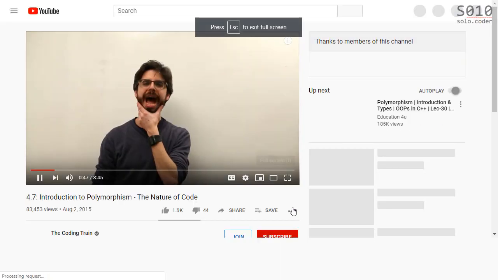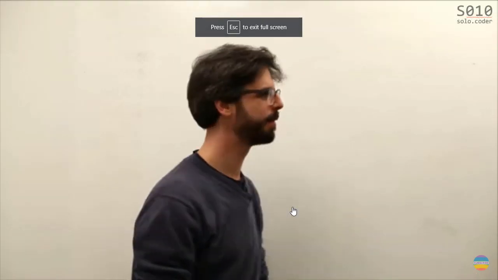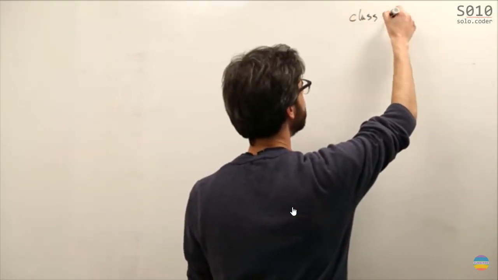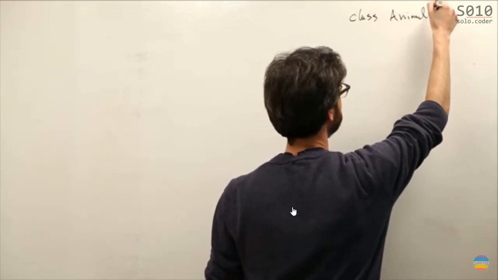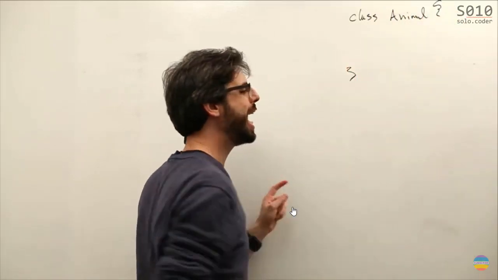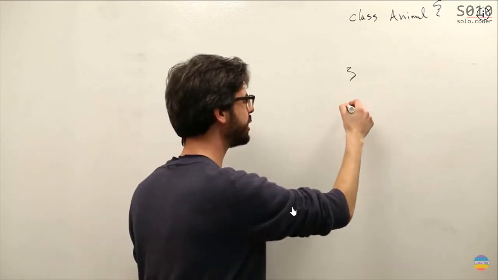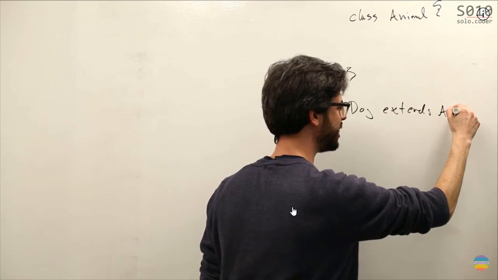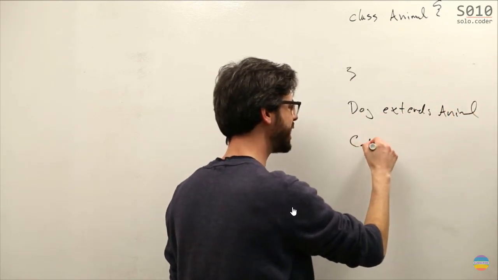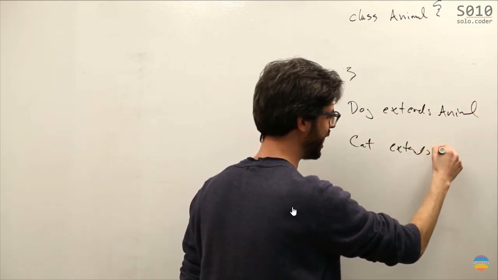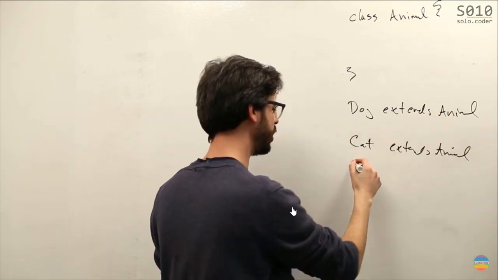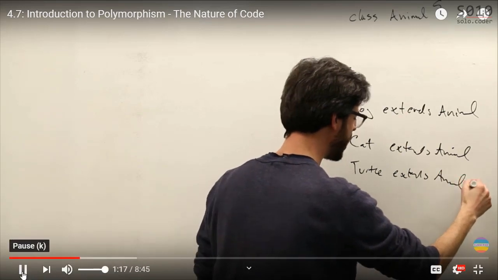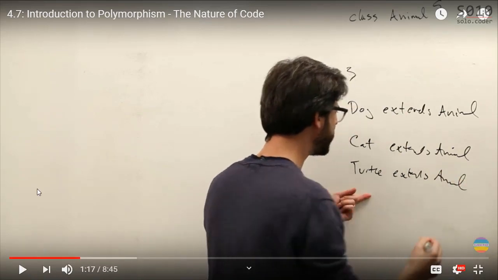Let's say we have an array. Okay, well, let's actually just say for a second we have a class called animal. And let's say we have a class called dog. And dog extends animal. And we have a class called cat, and cat extends animal. And we have a class called turtle, and turtle extends animal. Right? You can see.